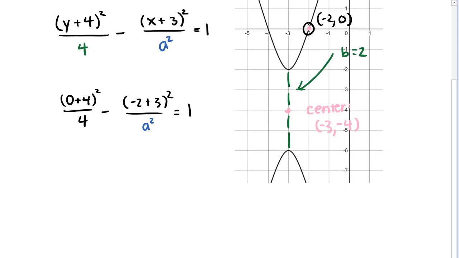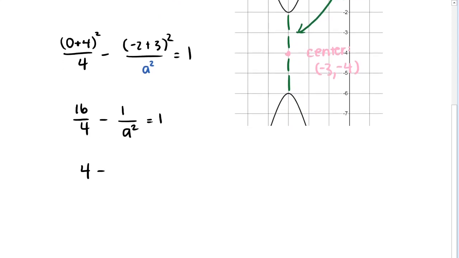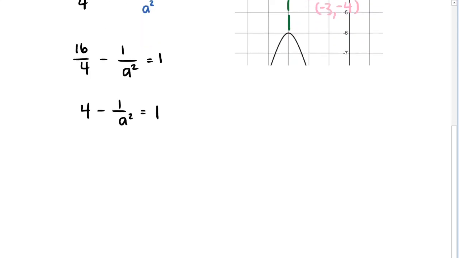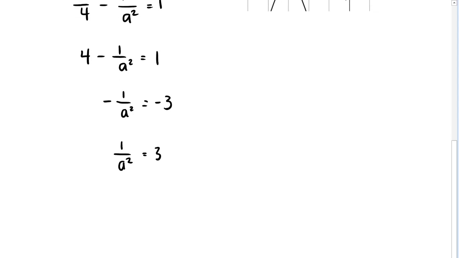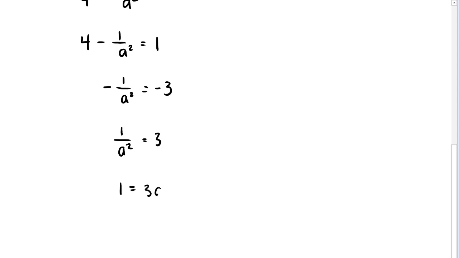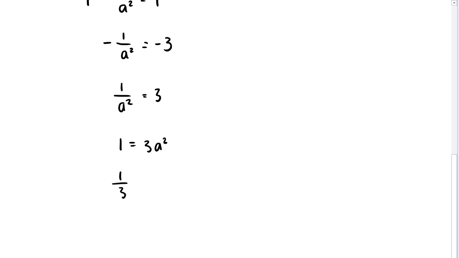And so here this tells us that we've got 16 over 4 minus positive 1 squared is just 1 over a squared is equal to 1. In other words, we have 4 minus 1 over a squared is equal to 1. And subtracting 4 from both sides gives us negative 1 over a squared is equal to -3. And so this makes 1 over a squared equal to +3. If I multiply both sides by a squared, I get 1 is equal to 3a squared. And dividing both sides by 3, I get 1/3 is equal to a squared. And so this tells us that a is equal to, if I take the square root of both sides, well, I'd have to take plus or minus the square root of both sides, but here it's enough to just have a be 1 over the square root of 3.